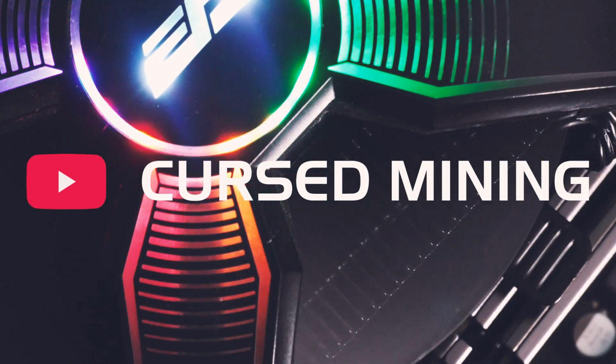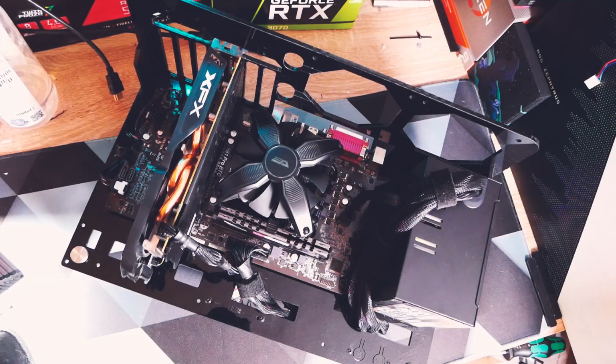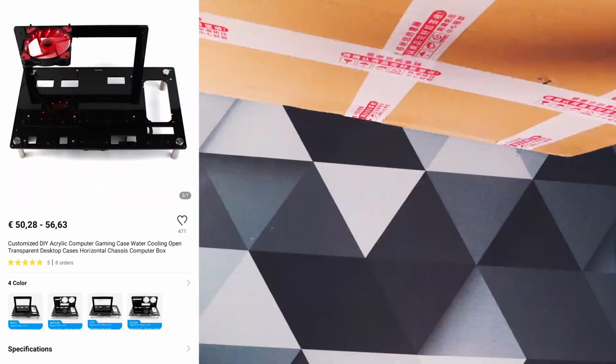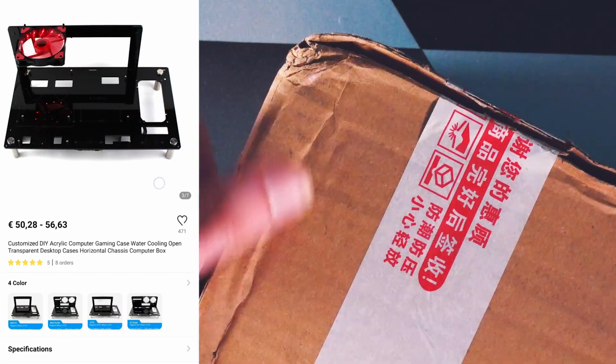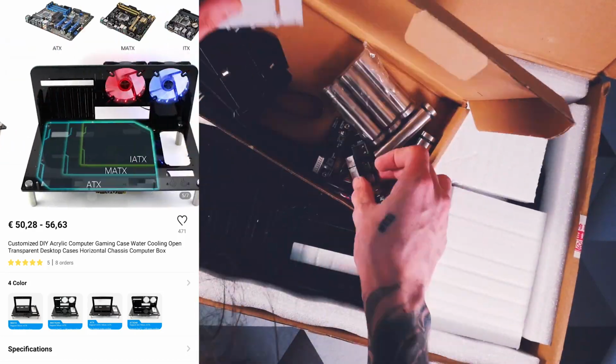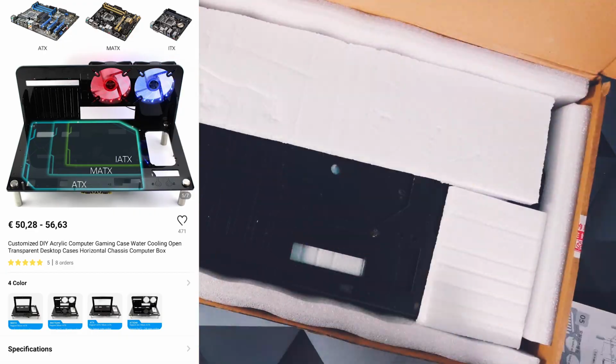Welcome back to Cursed Mining, and today we are building another AliExpress frame. Since the last time we did this, there seems to have come up a lot of variation on the site with a lot of acrylic models besides the aluminium ones we had. This is how the one we got here today looks from the official offer.